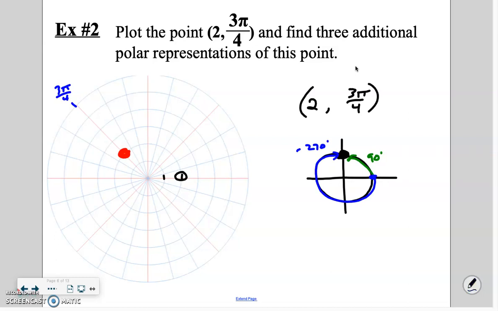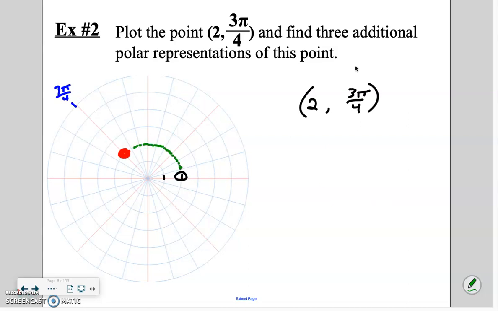Okay, well, we can do the same thing here. The way that we did this problem is that we went out 2 units on the polar axis, and then we rotated 3 pi over 4. What if we went out 2 units and I just rotated the negative direction? What is my angle going to be then, please? Because I still went out 2, but now what's my angle going to be? Negative what? Negative 5 pi over 4. Very good.